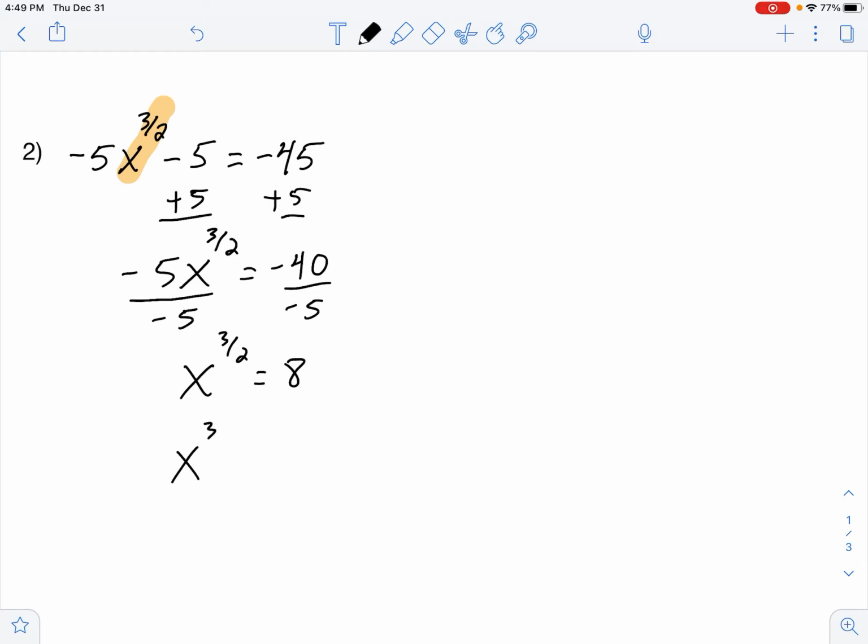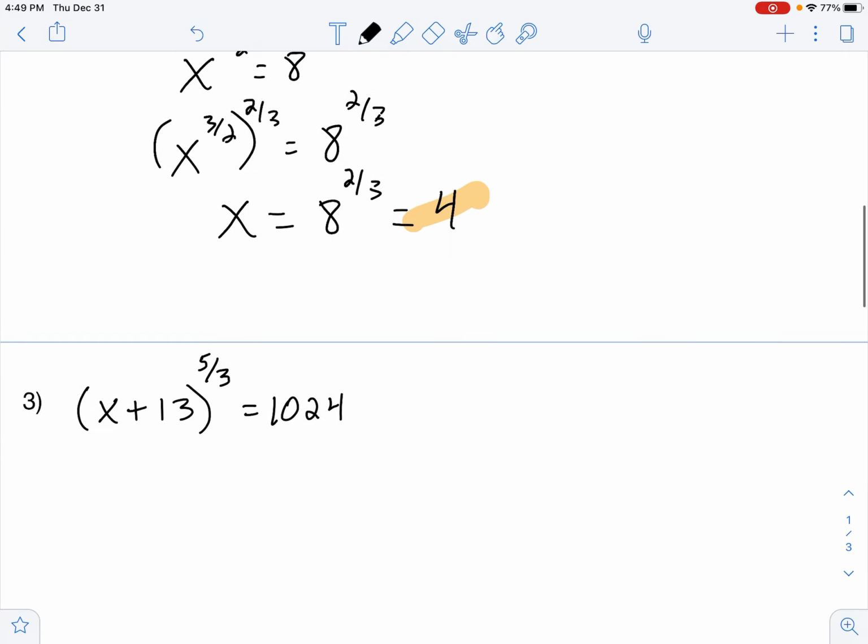So this will be x to the 3/2 raised to the 2/3, and then we have to raise the other side. So then that gives us x is equal to 8 to the 2/3, which if you go ahead and simplify that, you get 4. So the answer here is x is equal to 4.